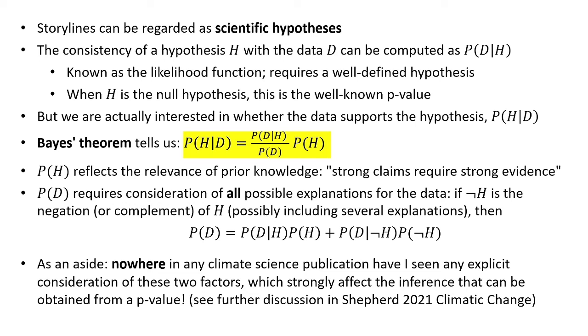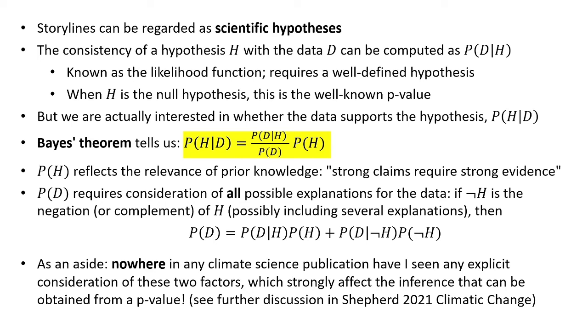Of course, you need a well-defined hypothesis. But what we're actually interested in is whether the data supports the hypothesis. We're interested in the probability of the hypothesis given that data. To figure that out, we just use Bayes' theorem, which is shown here, and you need to go from the likelihood function to the support for the hypothesis. There are two factors there, P of H and P of D, that come up. P of H is the probability of the hypothesis before you've looked at the data, known as the prior hypothesis, or prior probability. So that's the relevance of prior knowledge.